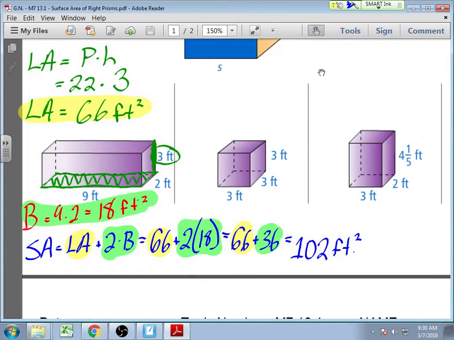Same thing happens if I grab my pentagonal prism. I've now got 5 rectangles all the way around the side, but if I unfold them, it's just one big rectangle. So the bottom here is the perimeter of the base, and then times the height, I have one big rectangle. Does that help?